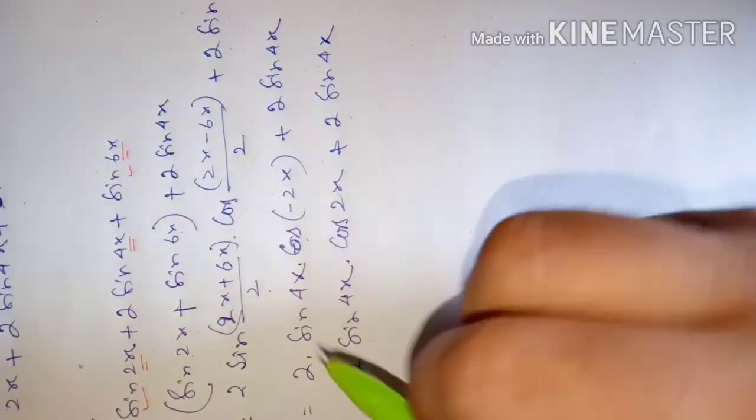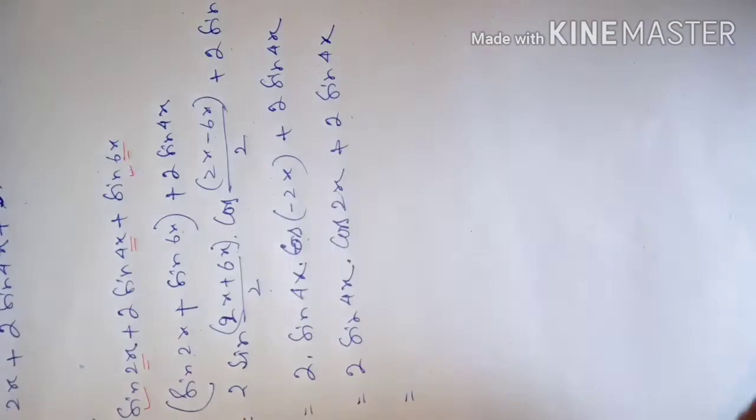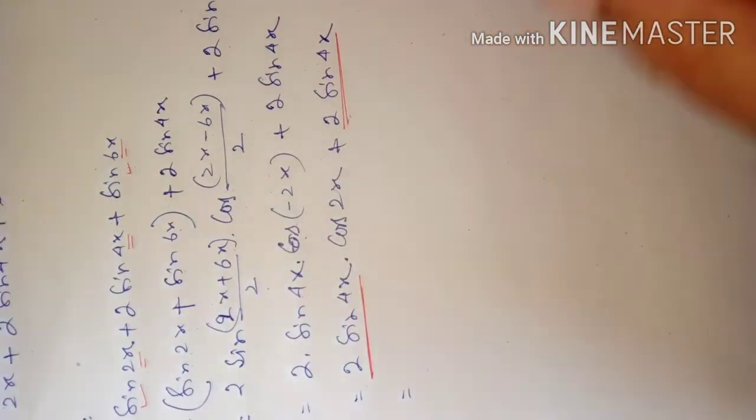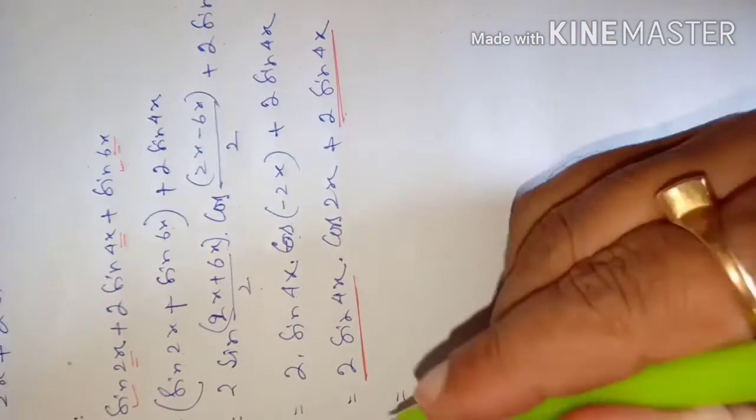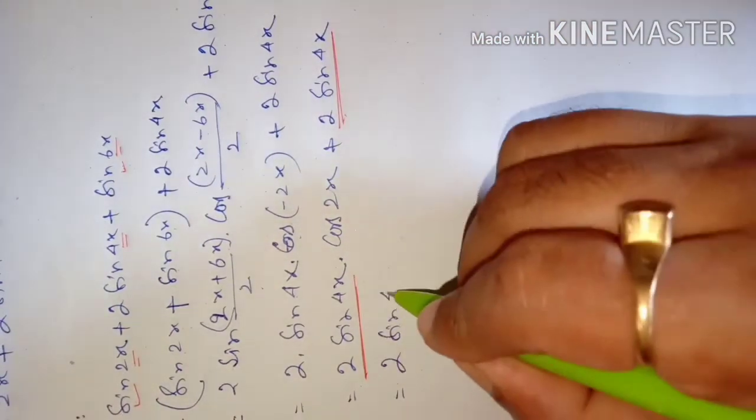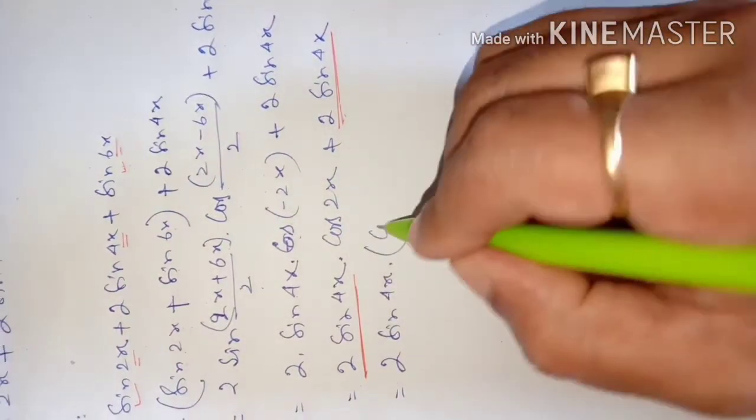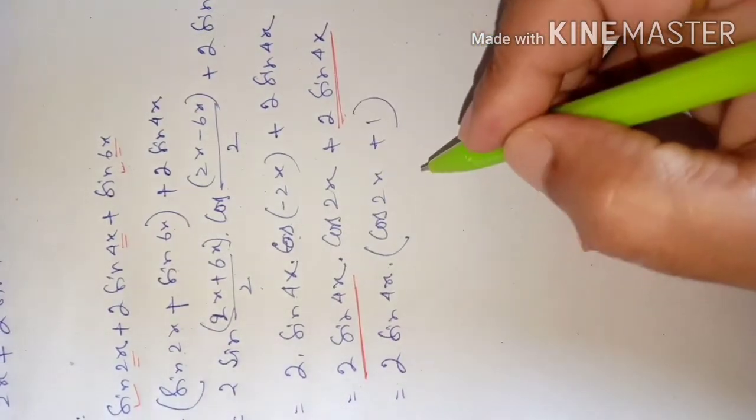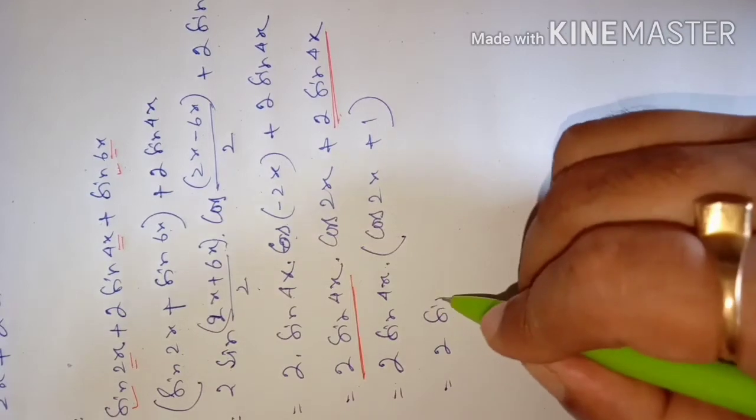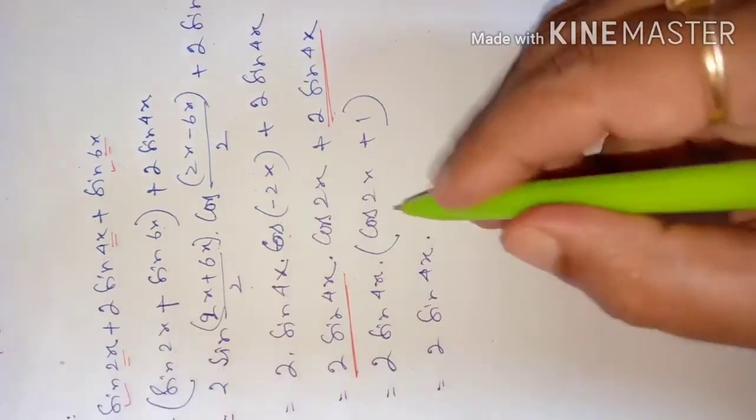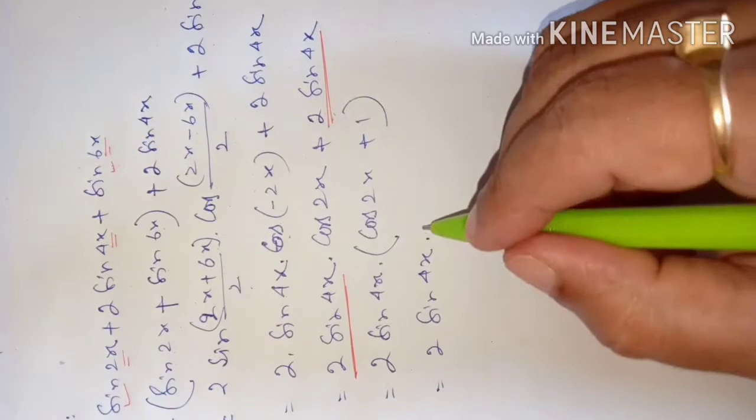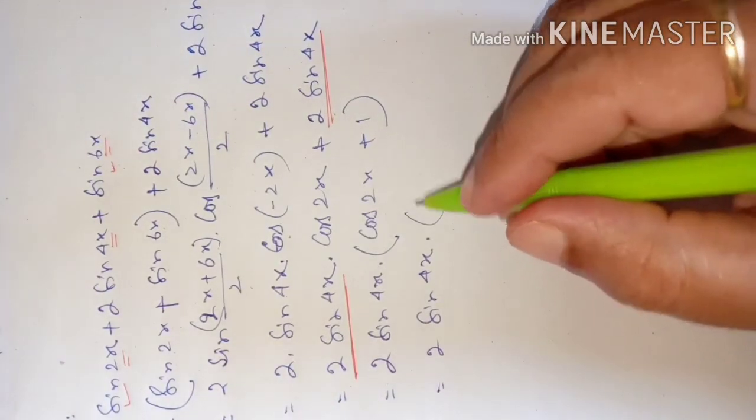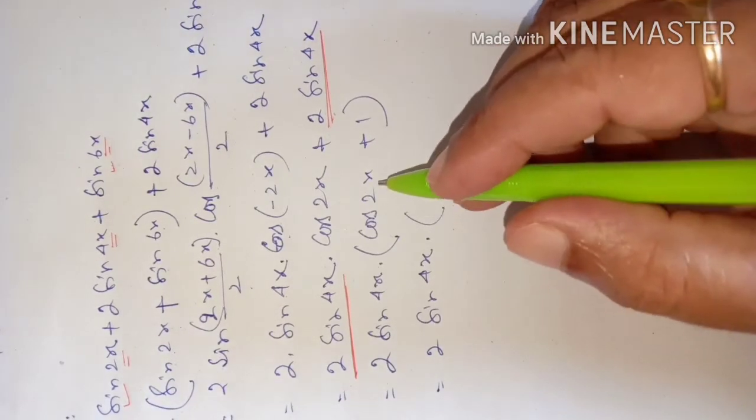Now this 2 sine 4x is present in both the terms. See, here is 2 sine 4x and here also it is there. So we can take 2 sine 4x as a common factor. If we take that 2 sine 4x as a common factor, then in the bracket what will be left out? 2 cos 2x plus 1. So we will get here 2 sine 4x into cos 2x plus 1, that is 2 cos square x minus 1.